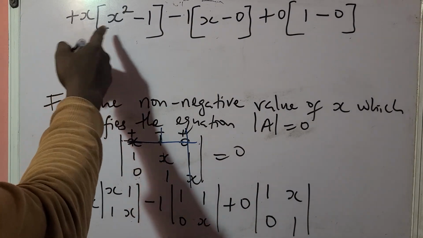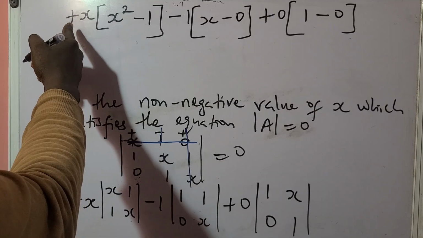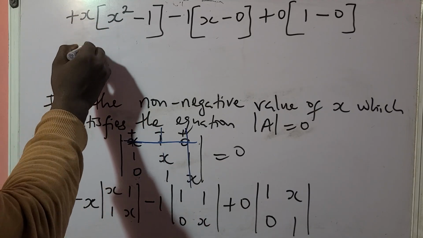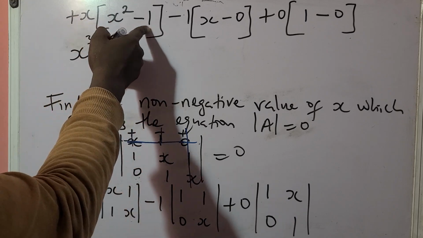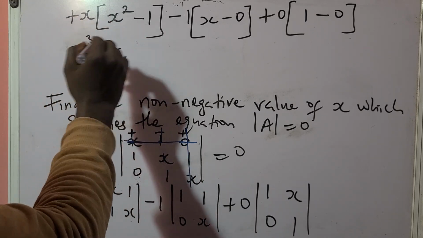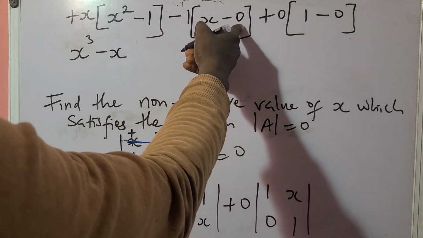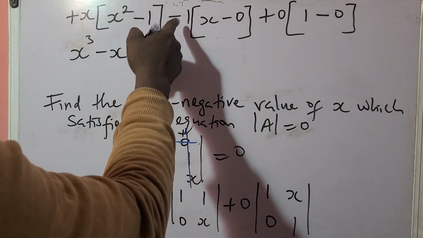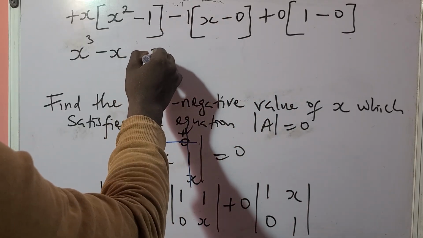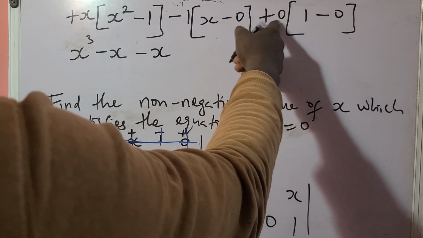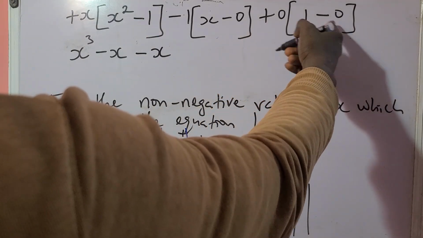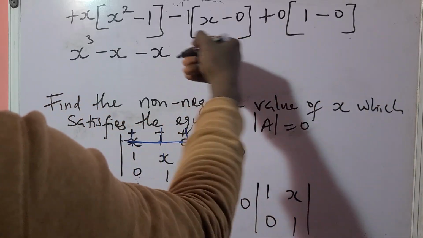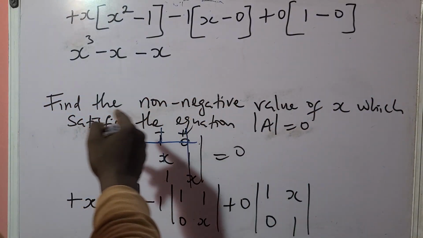What we have here, we can easily expand this because this is x times x squared. That will be x cubed. X times minus 1, that will be minus x. Here we have x minus 0 will be x. So what you are left here with is x. That will be minus 1 times that x inside will be minus x. And then 0 times whatever you get, 1 minus 0 is 1. 0 times whatever you have here, which is 1, is still 0. So that will be plus 0, which you don't need to really care for.